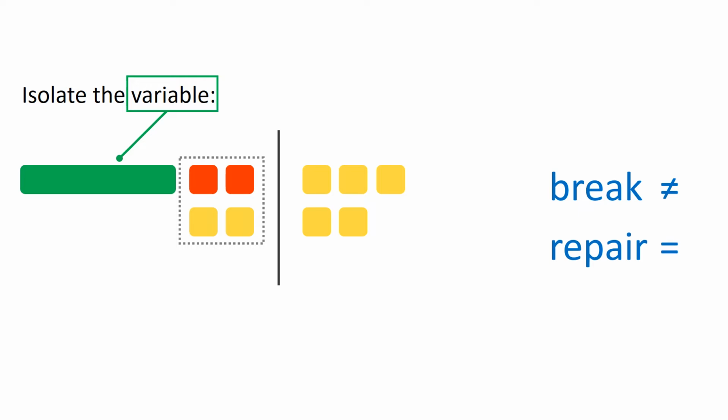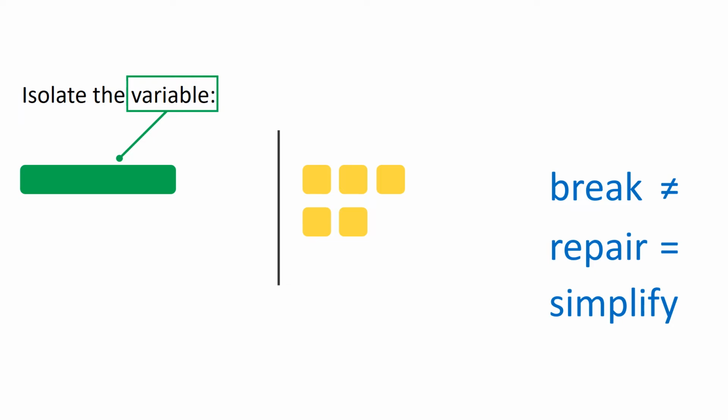Now that we've repaired the equation and it's balanced again, we have to simplify. So when we simplify, we're looking for any 0 pairs. As you can see, on the right-hand side of the vertical line, we have no 0 pairs. We have a total of 5 positives. So I've now successfully isolated the variable.